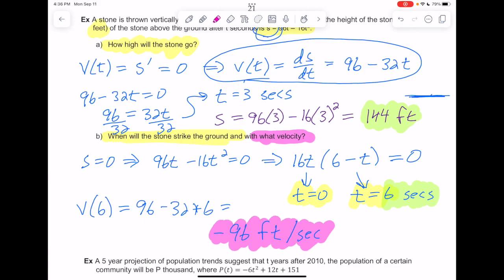So what does the negative mean? Well, the negative means it was going downward when it hit the ground, which makes a lot of sense. Sometimes people say, well, if it's hit the ground, it's now stopped and its velocity is 0. That's after it hits the ground. The moment it hits the ground, it had some velocity to it, and then it stopped.